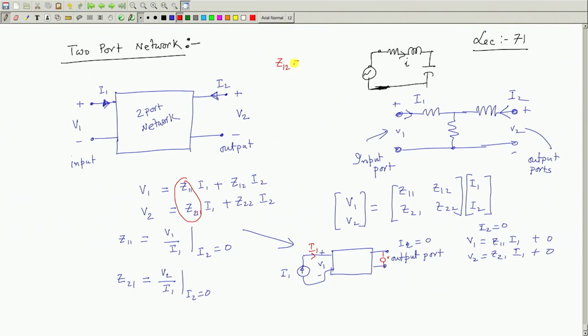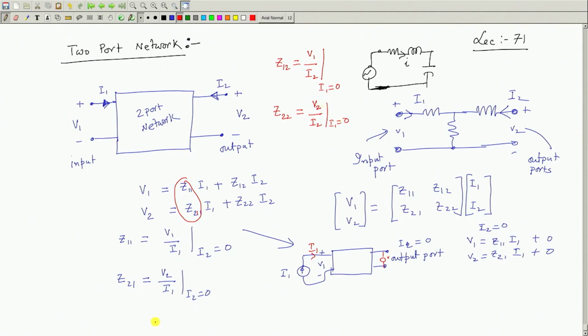Z12 I can write as V1 by I2, with I1 equal to 0, is it not? And this element also, Z22, should be V2 by I2 with I1 equal to 0.